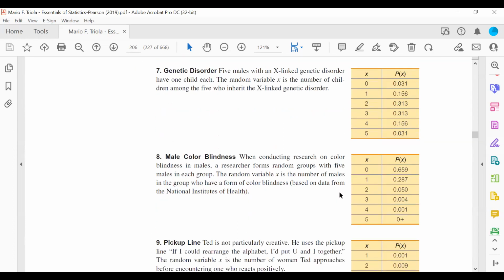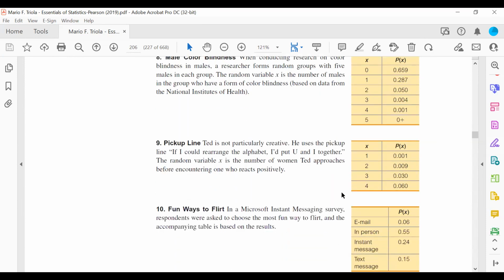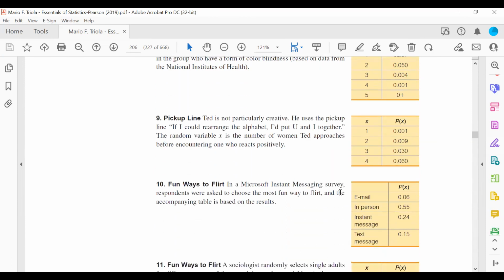All right. Try number 8. Try number 9. Let's look at number 10. In a Microsoft Instant Messaging survey, respondents were asked to choose the most fun way to flirt, and the table is based on the results. All right. So let's see if this table passes the 2 requirements. Now this is a tricky one. All right. So I'm gonna add them up.